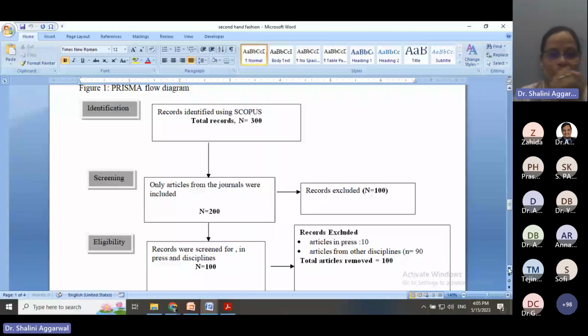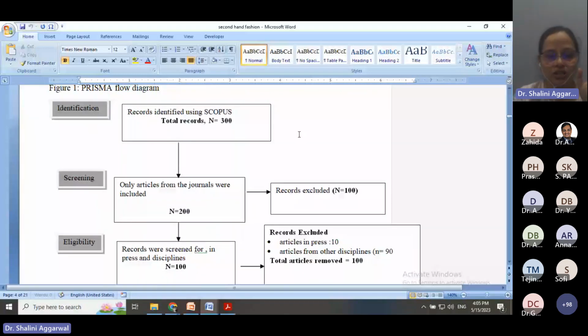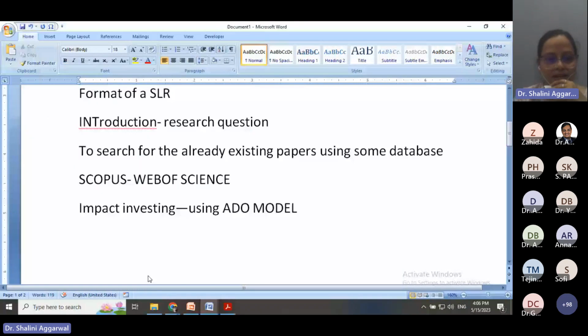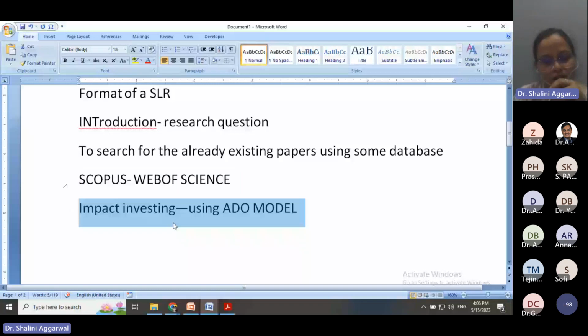What you have to write here is a part of the research methodology. Now, we are talking about two things, right? Let me repeat. In the introduction part, you first have to frame the research question. This is the first important aspect. What is the second important aspect? Once you know the title or subject area you want to search for, you search your topic in some databases. The database can be Scopus, Web of Science, or many more. Let's say we want articles with the name impact investing or impact investment.